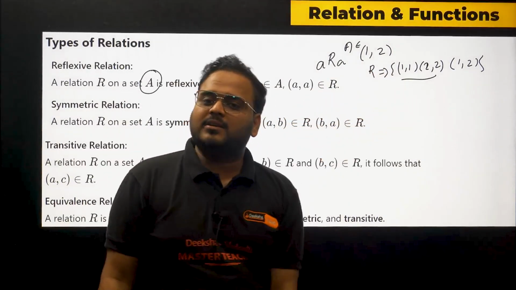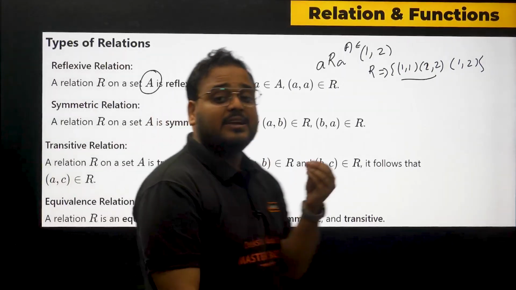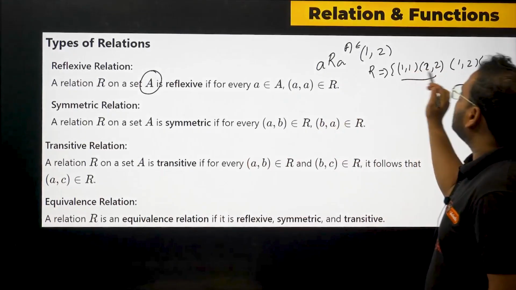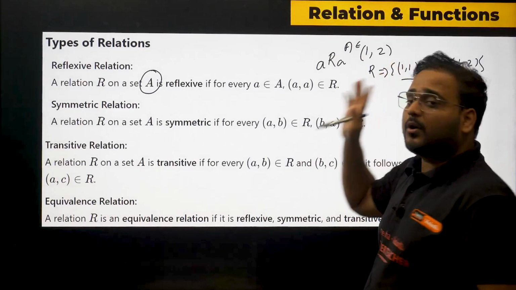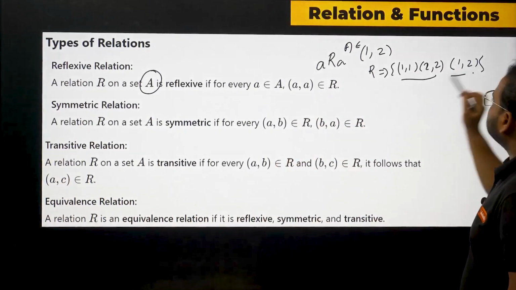Apart from that, other ordered pairs are also allowed in reflexive, but that is not true in the case of the identity relation. In the case of the identity relation, only (1,1) and (2,2) are allowed, but in reflexive, other elements can also be accepted as part of the relation.